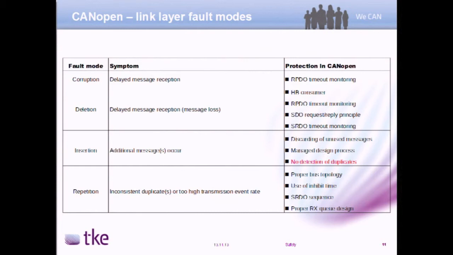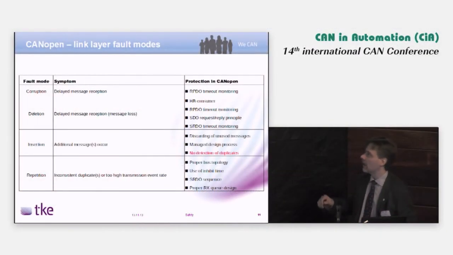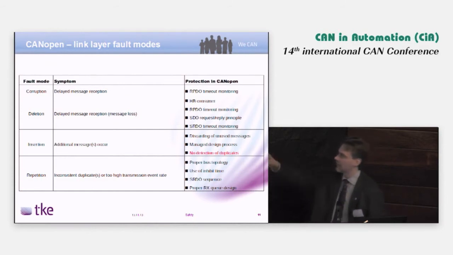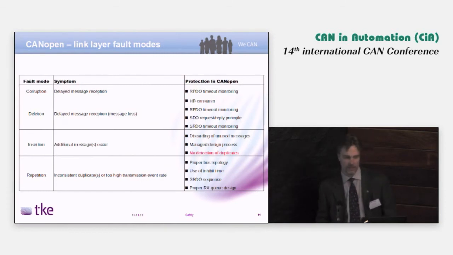There's a generic fault mode defined. And in the literature, there have been harmonized fault modes independent of the communication technology. And here I have listed on the left side the fault modes, typical symptoms in CAN-based networks, and then some additional safeguards provided by CANopen.